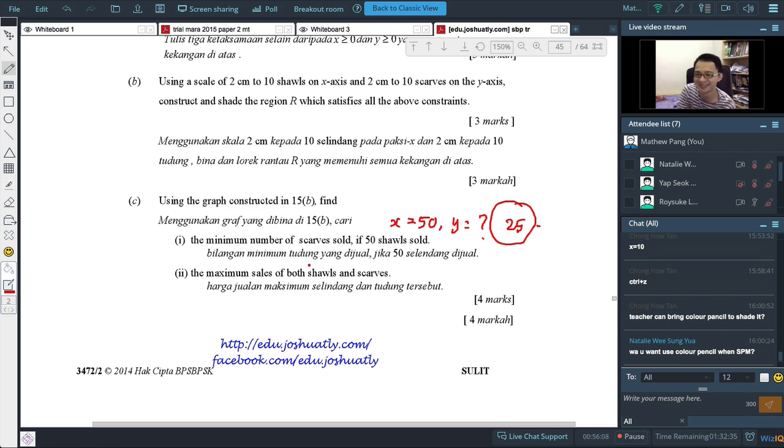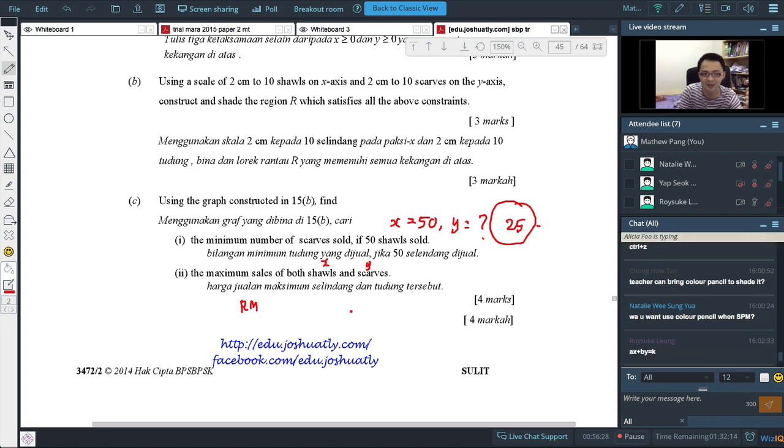Alright, so the maximum sales for both. In order to find the sales, you have to understand how much the sale for shoes and the sale for the scarf is. The shoe sells 10 ringgit for X. That means this is X, this is Y, and the sale is 5 ringgit for Y. So in order to get the maximum sales, 12 ringgit has to multiply x, and my 5 ringgit has to multiply y to get a certain amount, right? So you have to find a maximum point.